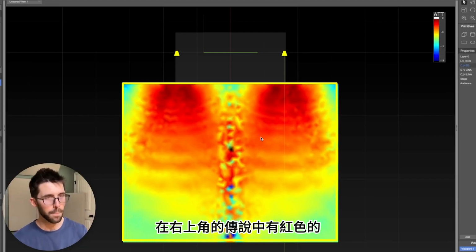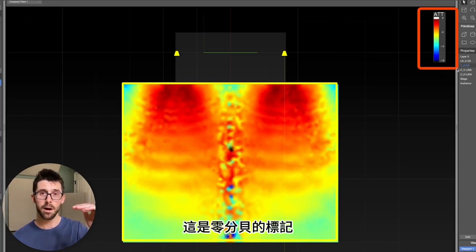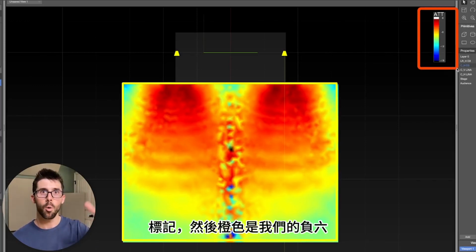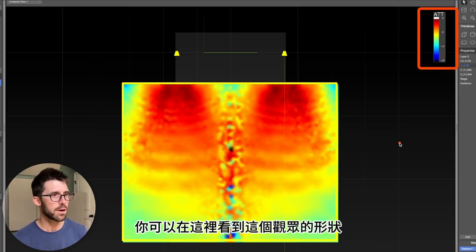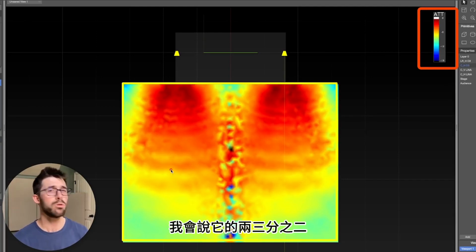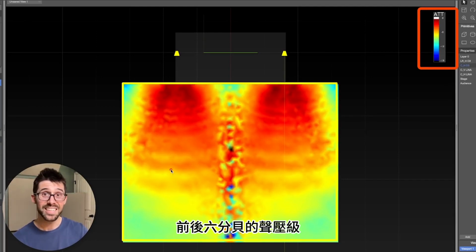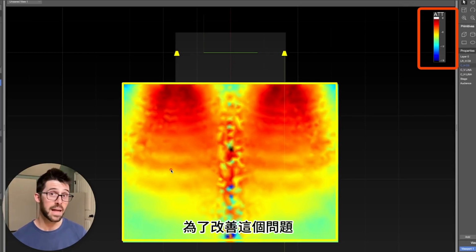We can see here on the top right, the legend has red as the 0 dB mark, orange is our -6, then yellow is about -7. So I can see here with this audience shape, the vast majority of the audience, I would say about 2/3 of it, was within 6 dB of level front to back and left to right. And that's a great starting point. And there are other ways to make that better.